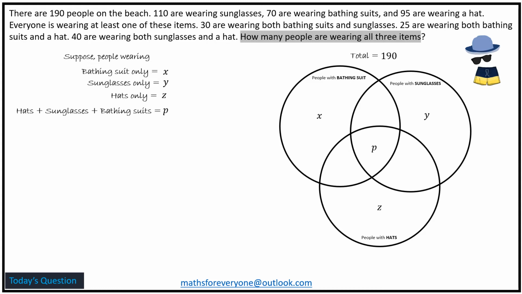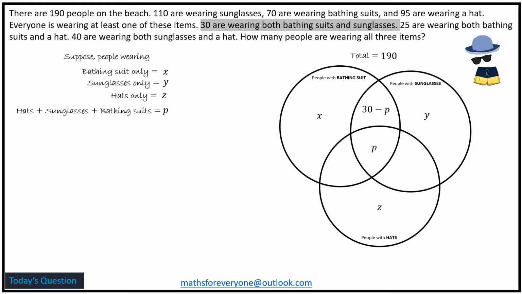So the total we've been given is 190. The next step would be to fill in the parts which are common between bathing suit and sunglasses, sunglasses and hats, and bathing suit and hats. So we're going to fill in the parts where people use two items.